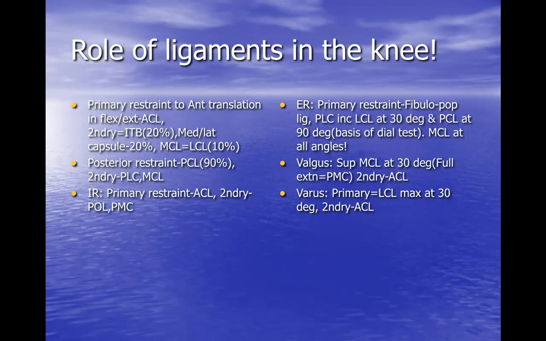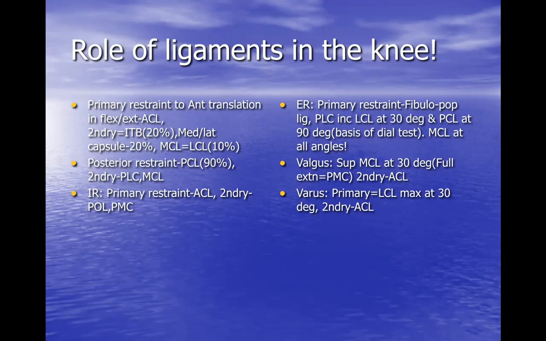Posterior restraint is typically by the PCL, but also by the MCL. Internal rotation is restrained primarily by the ACL, but secondarily by the PMC, the posteromedial complex. External rotation, we know, at 30 degrees is restricted by the posterolateral complex and at 90 degrees by the PCL, but this is a dial test, and by the MCL at all angles.